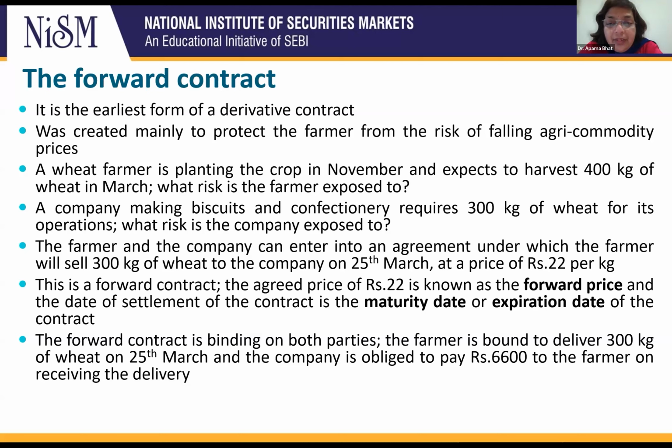Now, remember one very important point: this forward contract is binding on both the parties. Binding on both parties means it is obligatory for the farmer to deliver 300 kilos of wheat on 25th March, and it is obligatory for the company to pay 6,600 rupees to the farmer on receiving the delivery. That means neither of the parties can escape their obligation. So suppose they have decided on a price of 22 rupees.